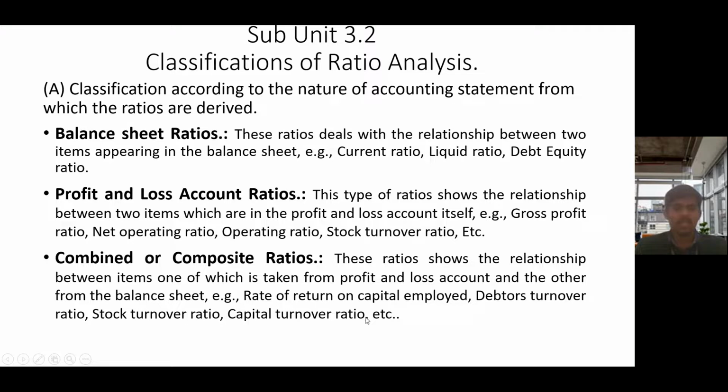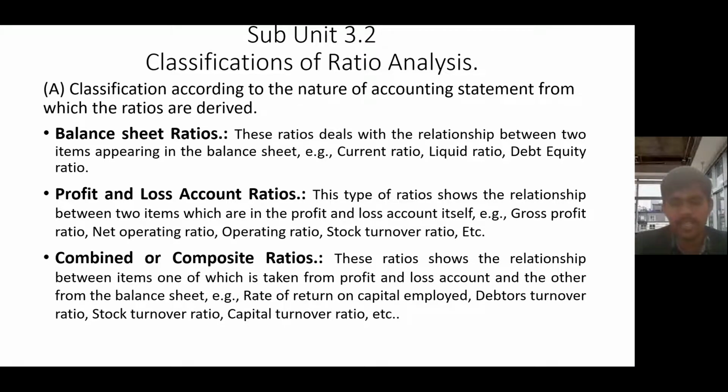So what do we mean by balance sheet ratios? These ratios deal with the relationship between two items appearing in the balance sheet. This ratio is completely dependent on the balance sheet that a company prepares. It tells us the relationship between the two major items appearing in the balance sheet, for example current ratio, liquid ratio, and debt equity ratio.